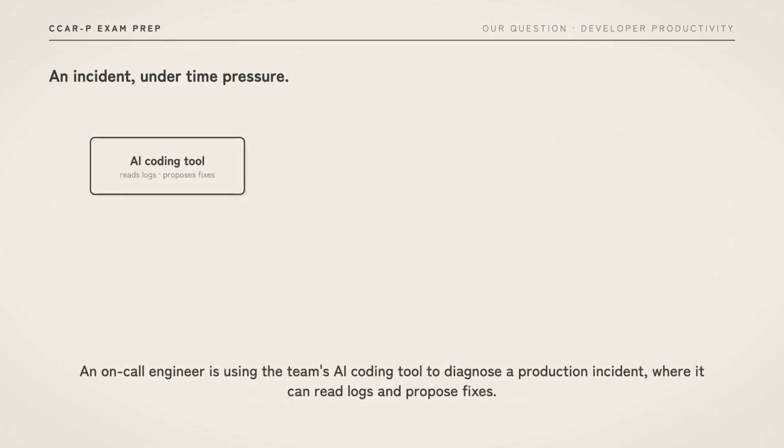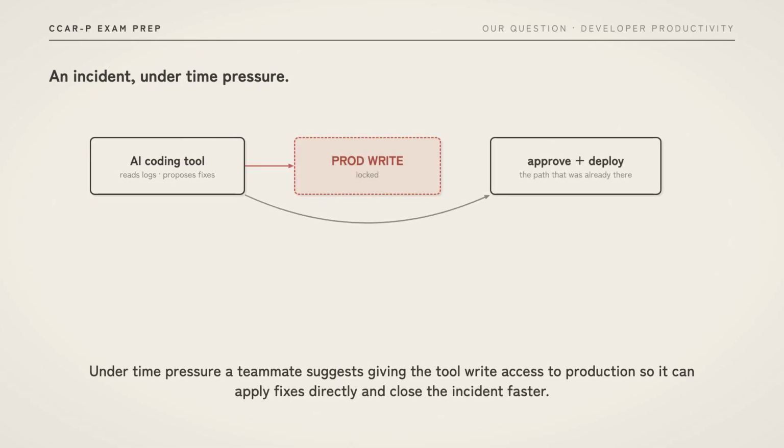An on-call engineer is using the team's AI coding tool to diagnose a production incident, where it can read logs and propose fixes. Under time pressure, a teammate suggests giving the tool write access to production so it can apply fixes directly and close the incident faster.